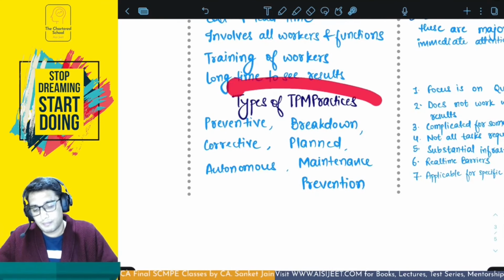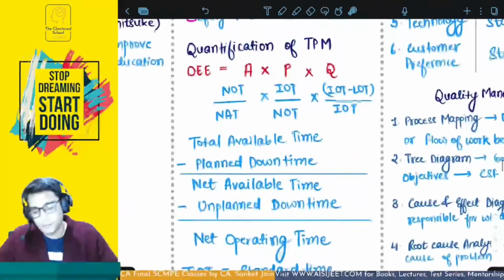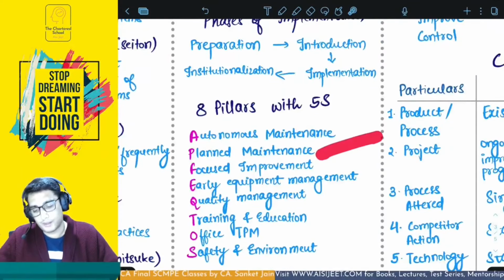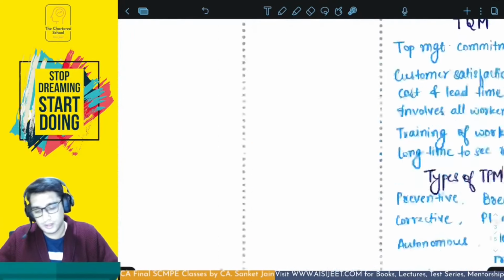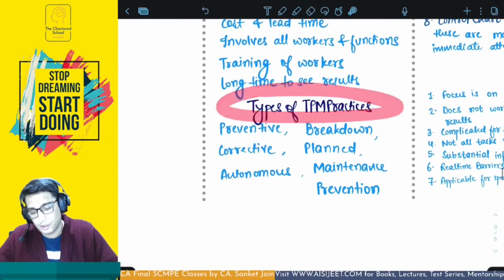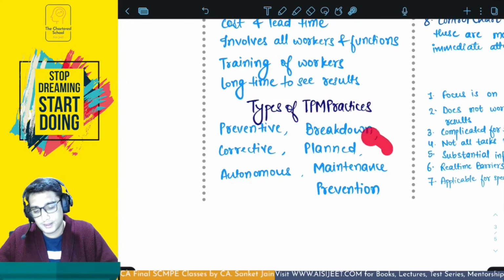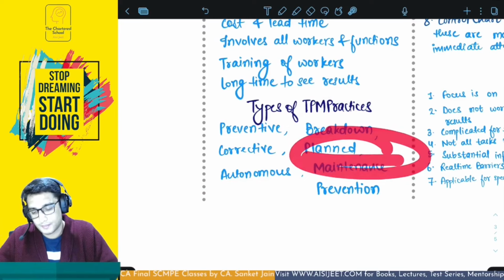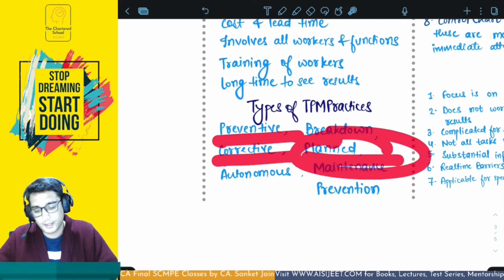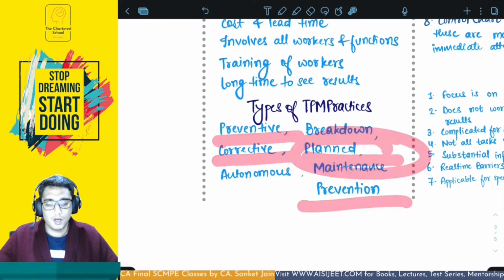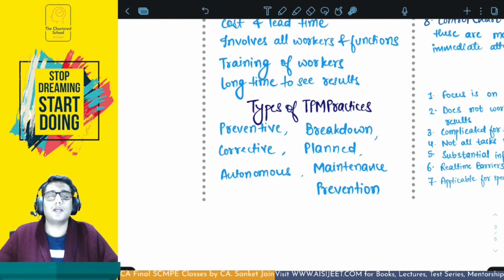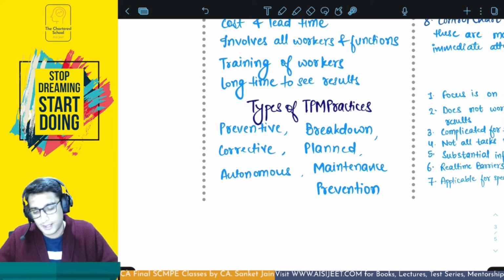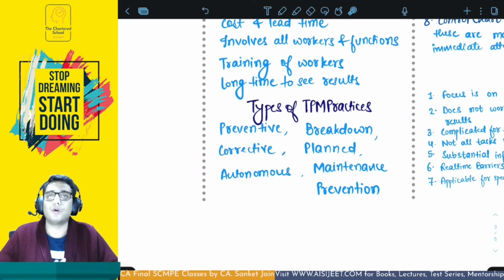Now there are types of TPM practices. Planned maintenance is one, plus autonomous maintenance. So planned plus autonomous are the TPM practices. Planned maintenance covers planned maintenance plus preventive maintenance plus corrective maintenance plus breakdown maintenance plus maintenance prevention. So first, what is preventive maintenance? Preventive maintenance is basically small maintenance done by the operator himself. That is exactly the same as autonomous maintenance, no difference.